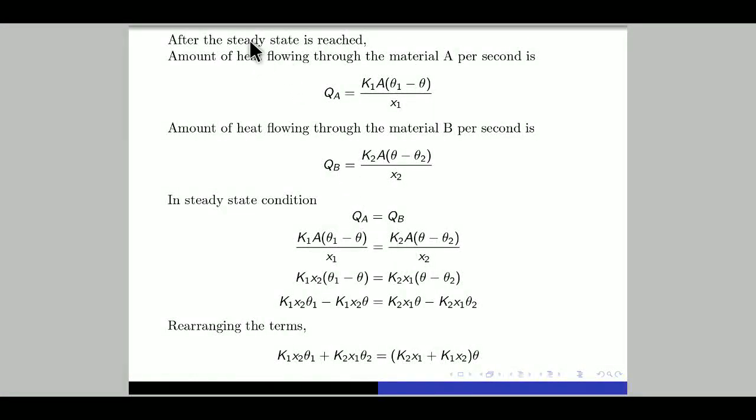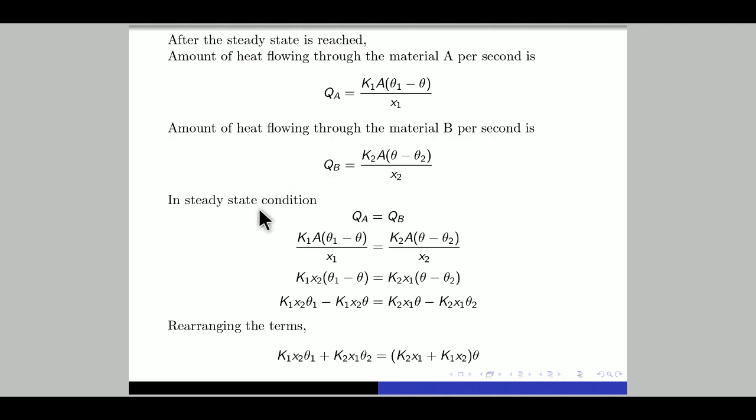Now once the steady state is reached, the amount of heat flowing through material A per second is given by QA equal to K1 times A times (theta 1 minus theta) divided by x1. Theta 1 is the hot end temperature, theta is the contact surface temperature, and x1 is the length of material A. Similarly, the amount of heat flowing through material B per second is QB equal to K2 times A times (theta minus theta 2) divided by x2.